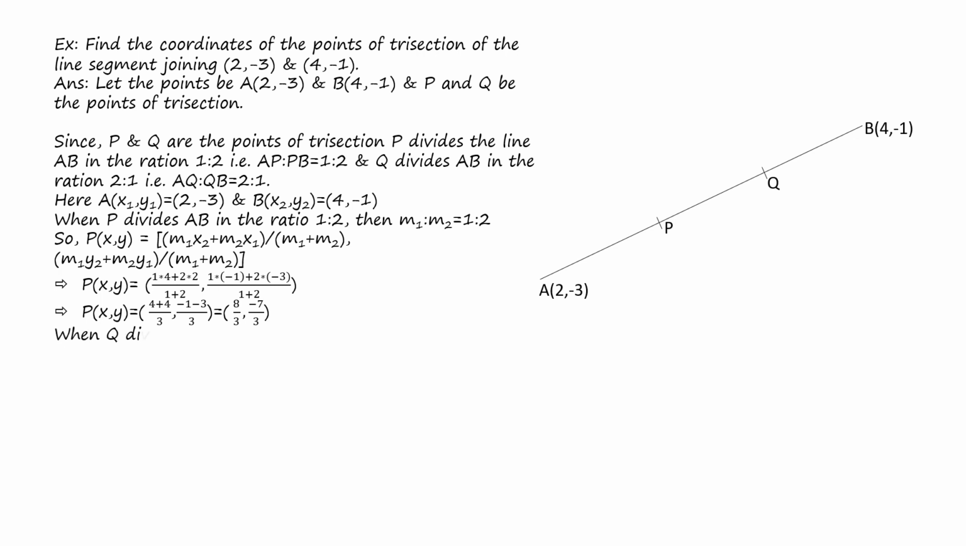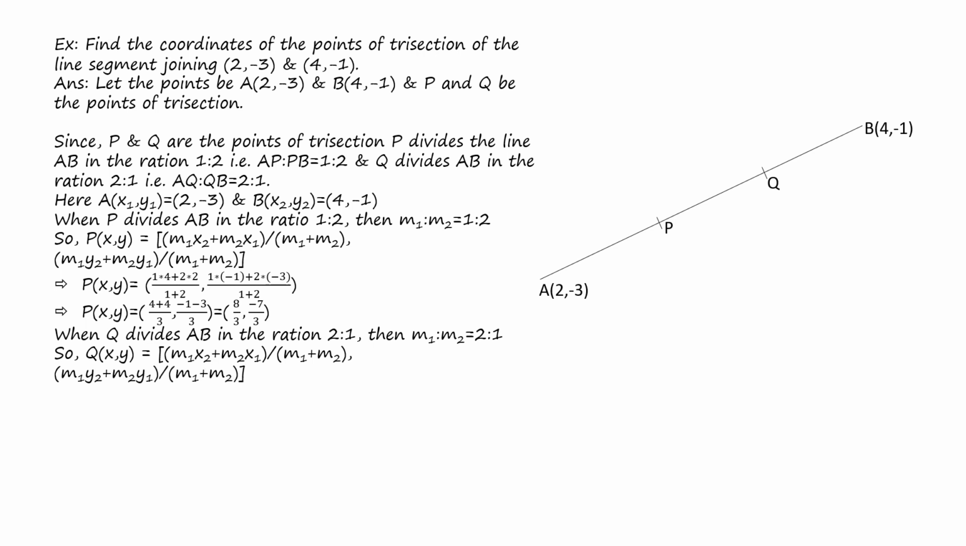8/3, -7/3. When Q divides AB in the ratio 2:1, that means m1:m2 equals 2:1. The coordinates of Q can be written as (m1x2 + m2x1) divided by (m1 + m2), (m1y2 + m2y1) divided by (m1 + m2). For Q(x, y) it is nothing but (2 into 4 + 1 into 2) divided by (2 + 1), (2 into -1 + 1 into -3) divided by (2 + 1). This implies Q is equal to (10/3, -5/3).